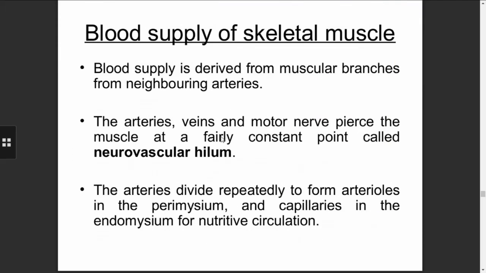Blood supply of the skeletal muscles. They derive their blood supply from muscular branches which arise from the neighboring arteries. There is a point in a muscle where arteries enter, veins come out, and the motor nerve goes inside the muscle, called the neurovascular hilum.